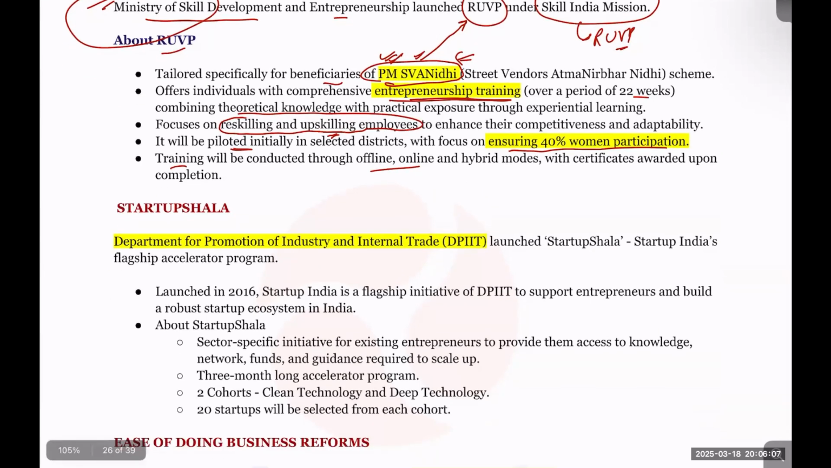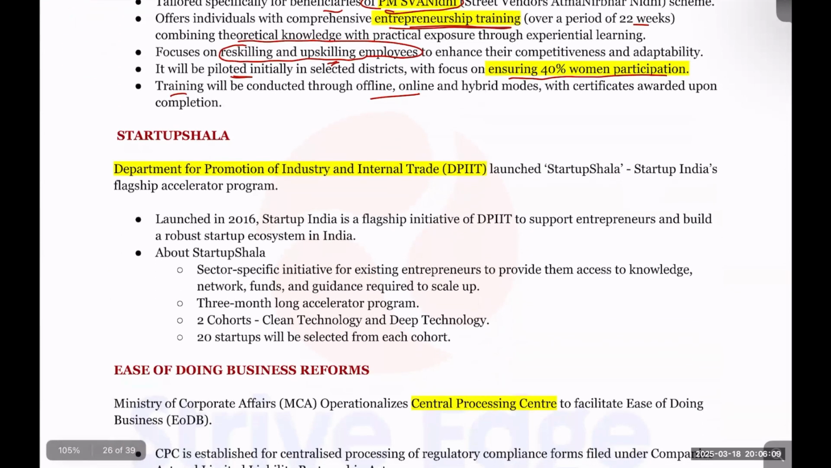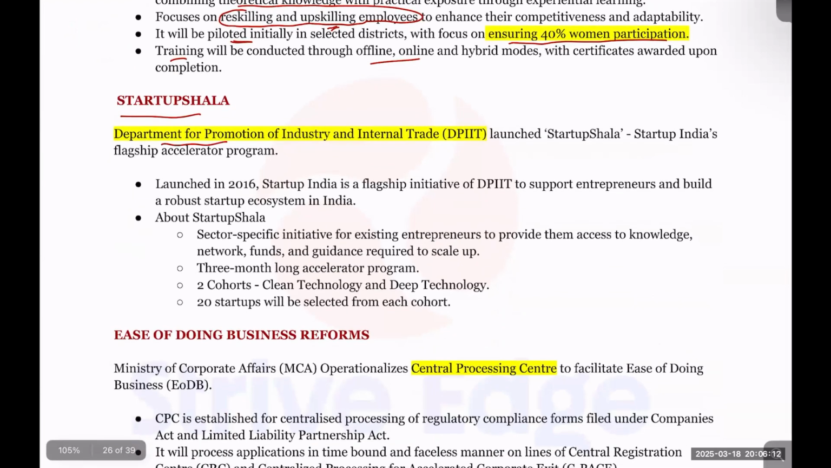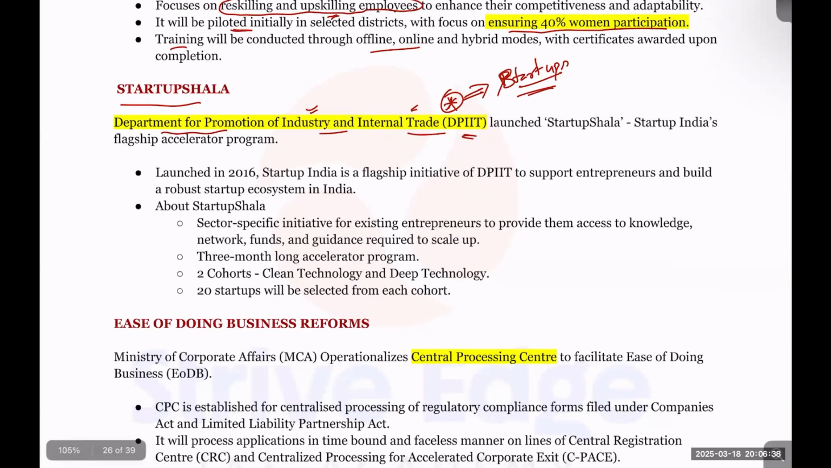Now, Startup Shala has been launched, and it has been launched by the Department for Promotion of Industry and Internal Trade, DPIIT. So you should remember that DPIIT is the body which is working for the betterment of startups. Okay, so this is the body. In order to promote industry and internal trade, this body also regulates the startup sector in India, right? So this has launched the Startup Shala project.